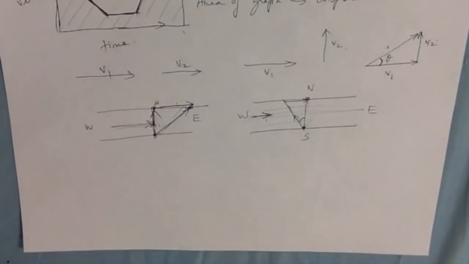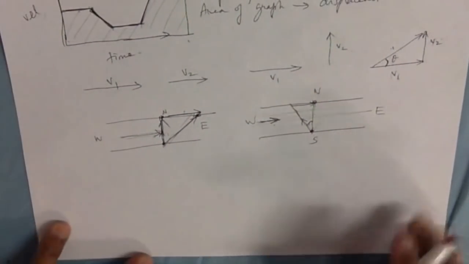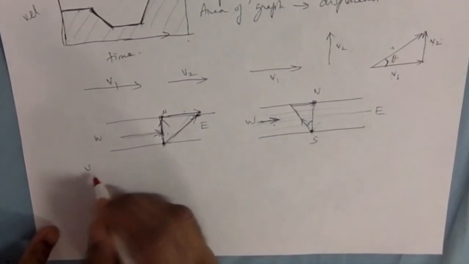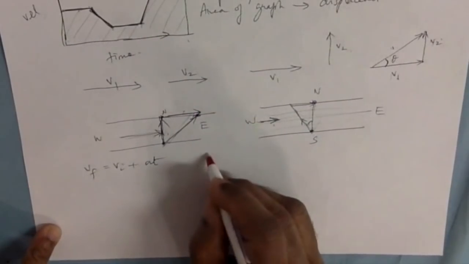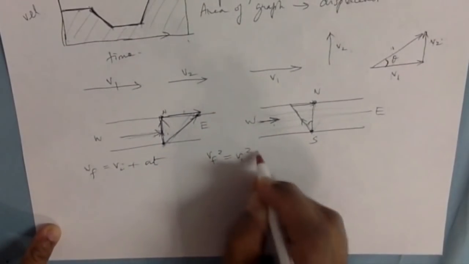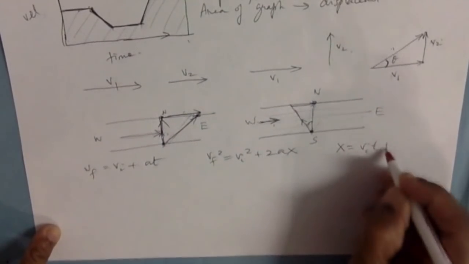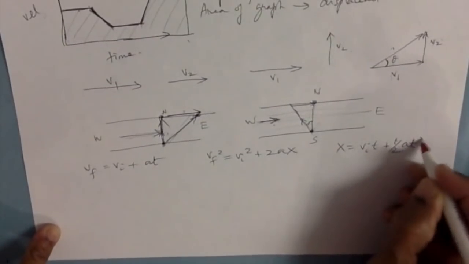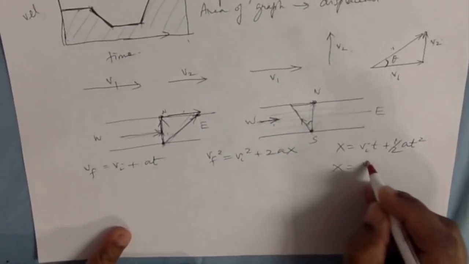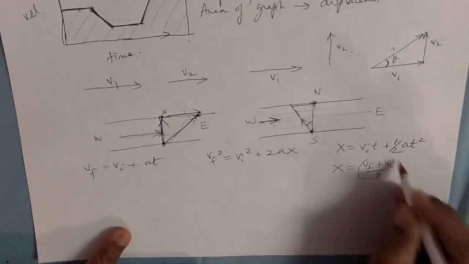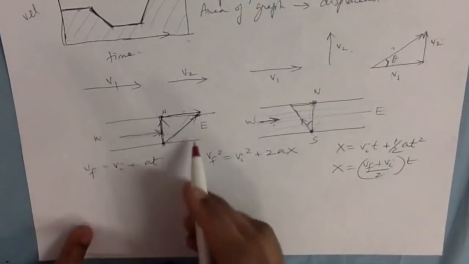And then your regular equations of motion. So you know the equations of motion. Let me list them down here. Vf is equal to Vi plus At. Vf square is equal to Vi square plus 2Ax. X is equal to Vit plus half At square. These are the equations, and you can also write x is equal to Vf plus Vi over 2 times time. So these are the equations of motion, and how we use them depends on the situation.